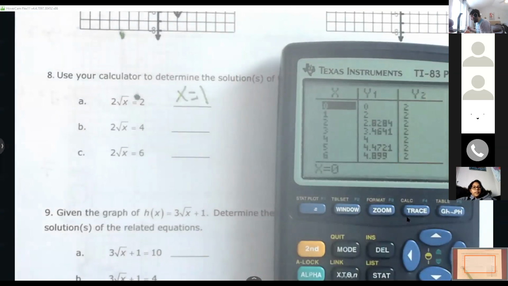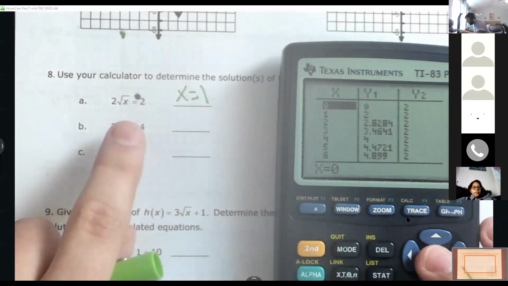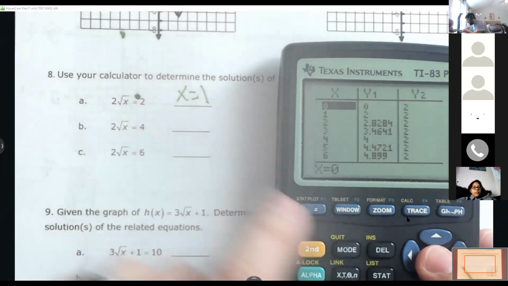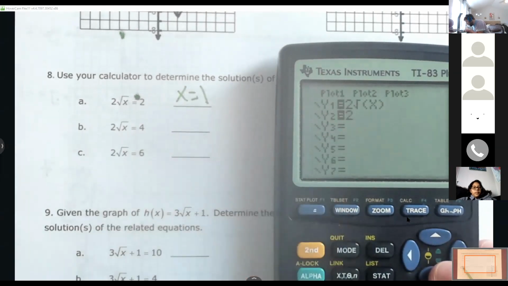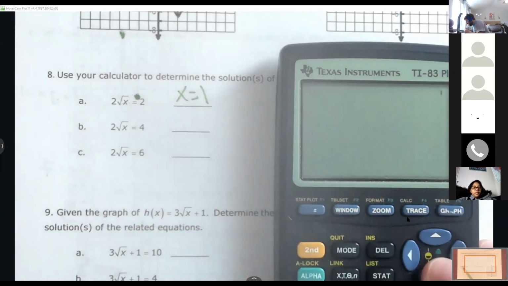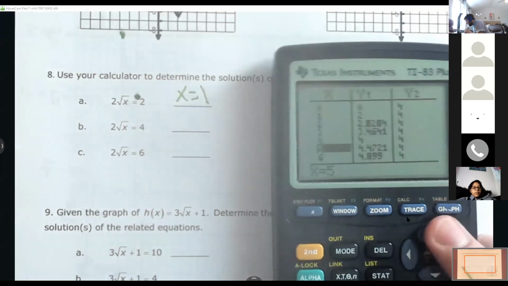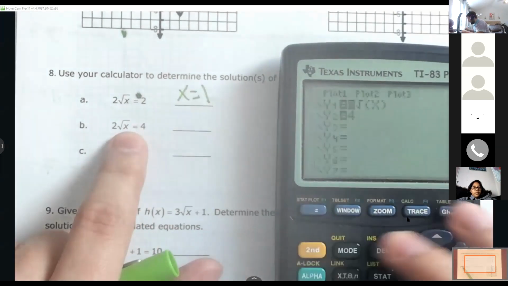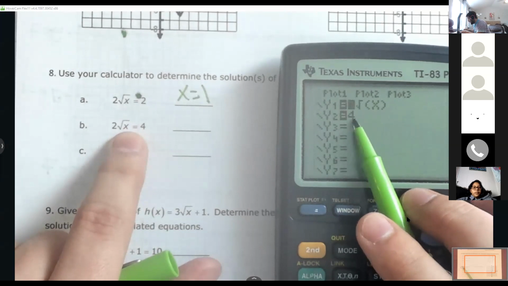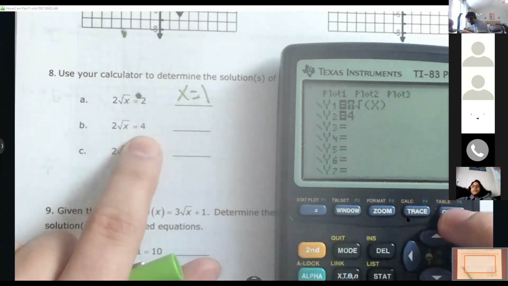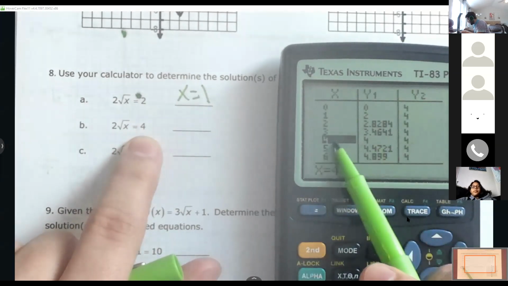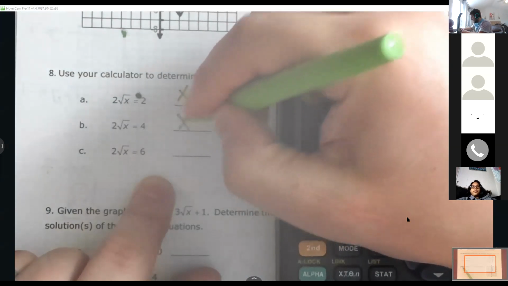Okay, for the next one, it's the same thing on the left, but the right changed. So I'll just change y2 to 4. Wait, no, the second graph. Oh, it's 4, right? Yeah, the same equation on the left. Now it's a 4 on the right. So yeah, they match at 4. So it's x equals 4.